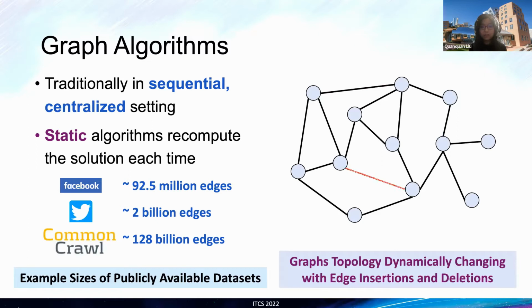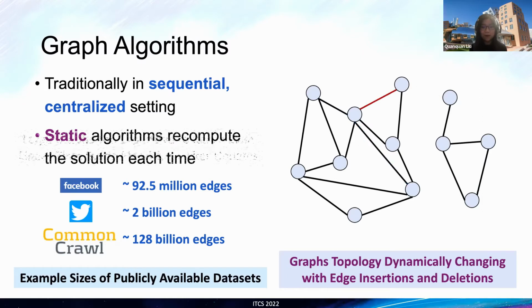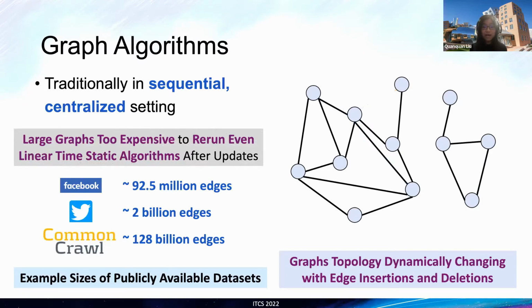Moreover, real-world networks are often dynamically changing, with new edges being inserted and deleted every second. Social networks, for example, host new connections every second. These changes change the topology of the graph, which means that static algorithms would often need to be rerun several times to obtain accurate statistics. On very large graphs with billions of edges, even linear time static algorithms are too expensive to be rerun many times as the graph changes.